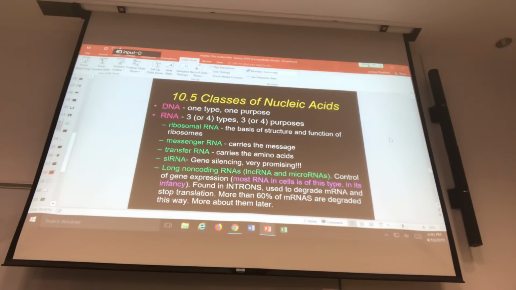The classes of nucleic acids, again, this is general information. You should know this, DNA and RNA, and the fact that there are a bunch of different types of RNA, and a lot of these you should know from other classes. What's unique for this class is siRNA and long non-coding RNAs, so make sure you know what they do.